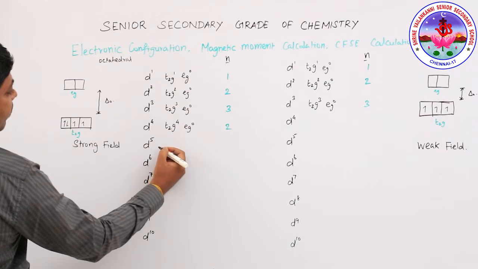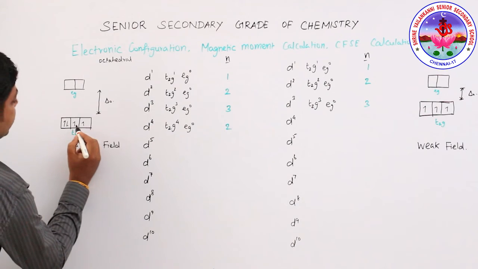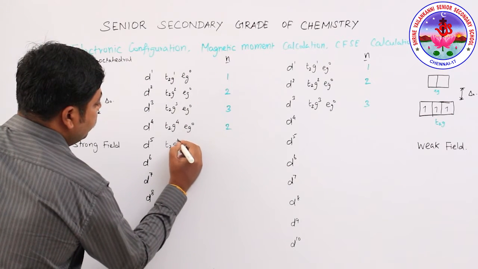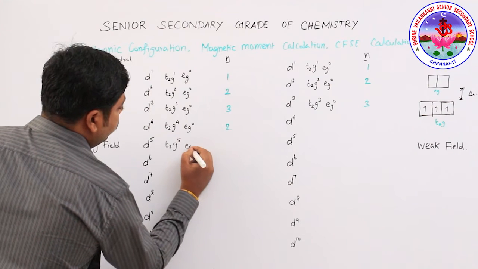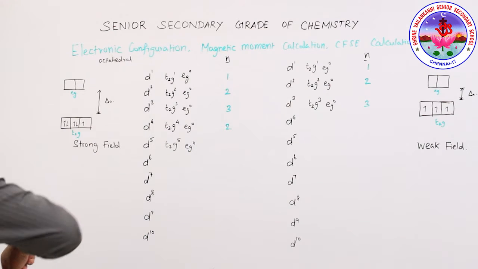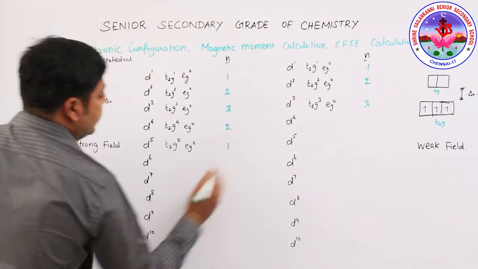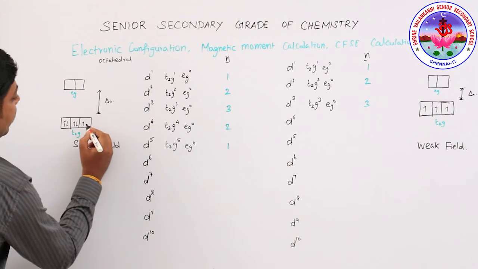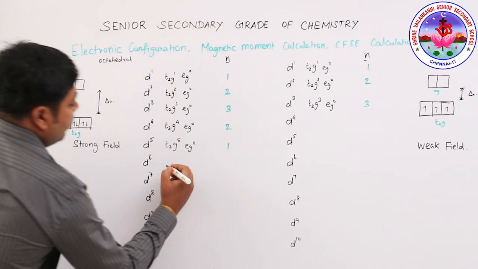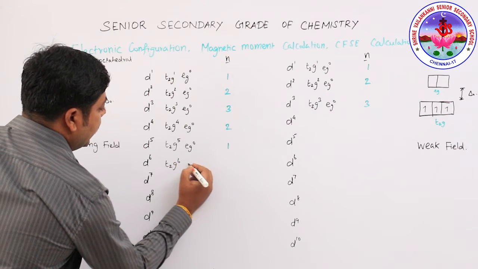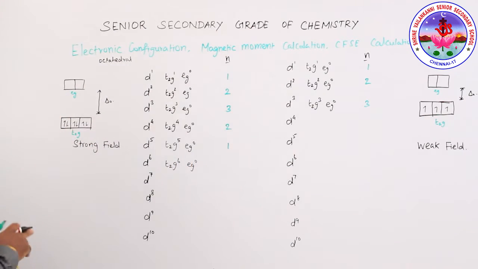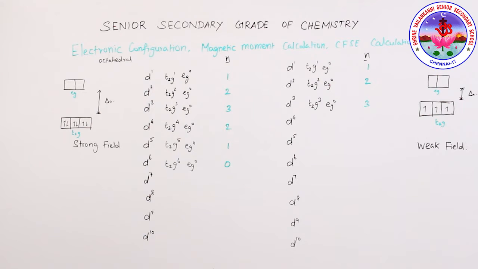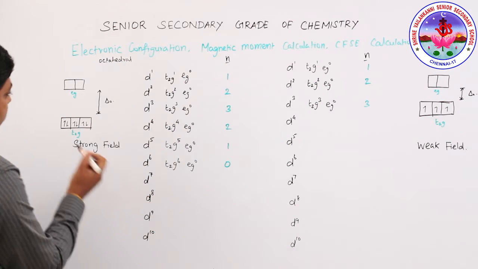Then the fifth one, that is the D5 configuration. Then the fifth electron enters the next subcell. So the electronic configuration will be T2g 5 and Eg 0. How many unpaired electrons are present? 1 unpaired electron is present here. Then the D6 system, the D6 has 6 electrons entering this orbital. So T2g is 6 and Eg is 0. No unpaired electron is present here. So 0.